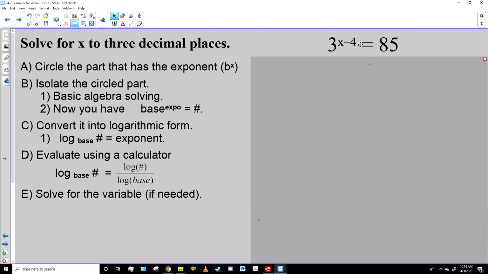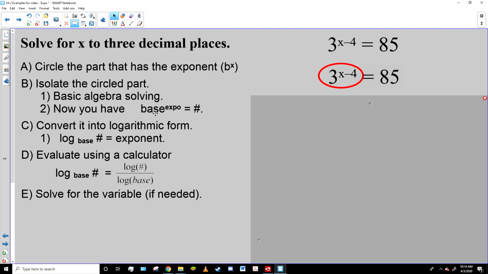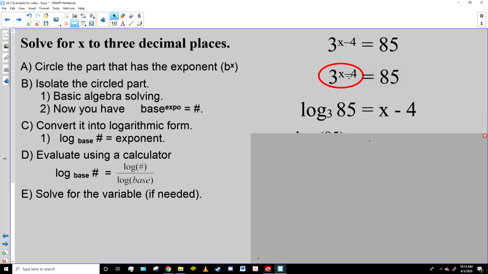Alright, let's try it again for this one right here. It's a little more complicated. Once again, I'm going to start off by circling the part with the exponent. And the part that has the exponent is, well, the 3. There is nothing not inside the exponent, so I do not have to worry about step B, isolating it. It's already done. I already have a base 3 with an exponent x minus 4 equals a number, 85. So I'm going to go straight to step C, which is convert into a logarithm. For a logarithm, the exponent and the 85 switch places. So it's going to be log base 3, 85 and the x minus 4 switch places.